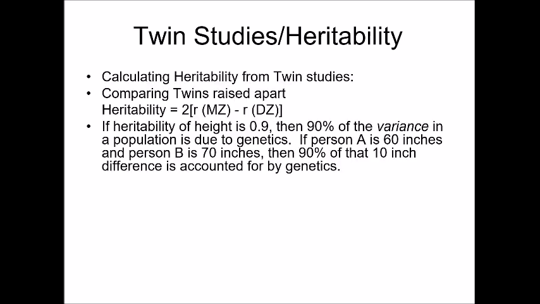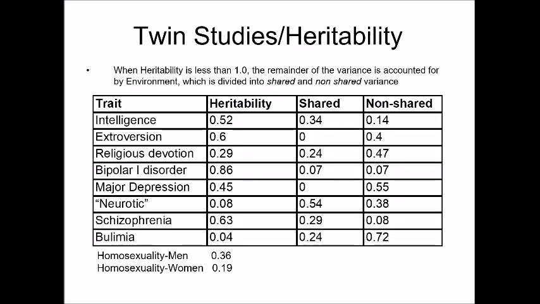Now, we can calculate the heritability simply by subtracting the DZ correlation from the MZ correlation, multiplying by 2, and we get the common finding that the heritability of height is about 0.9, meaning 90% of the variance is due to genetics. So if A and B differ by 10 inches, then 90% of that 10-inch difference, or that 9-inch difference, can be attributed to genetics, or that variance. Now, we can do this with a whole variety of traits.